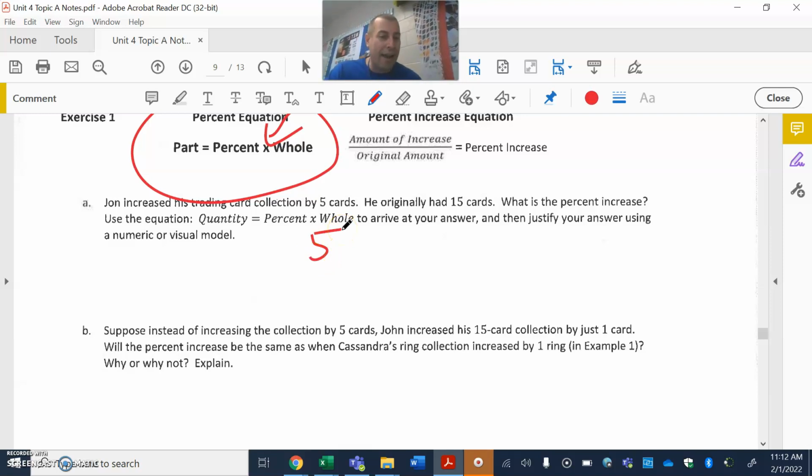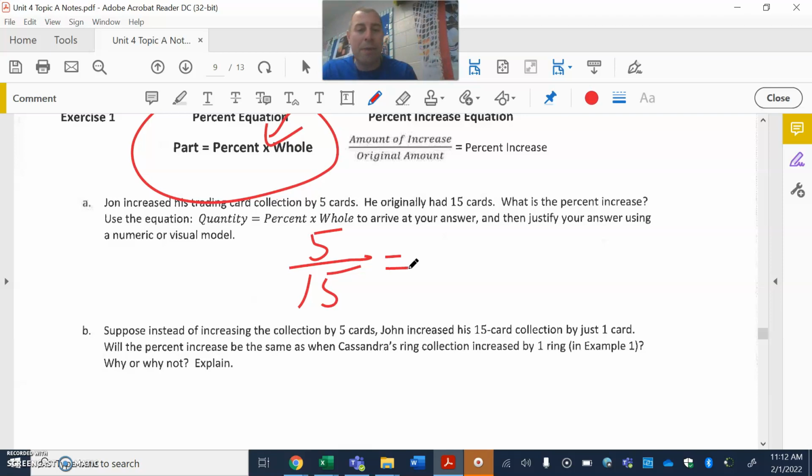He originally had how many? The original amount. He had 15. Now, he does have 20 cards right now, but again, we're using the original amount. And then we're going to change it into a percent. So you could reach for your calculator, change it into your decimal, and then change it into your percent.